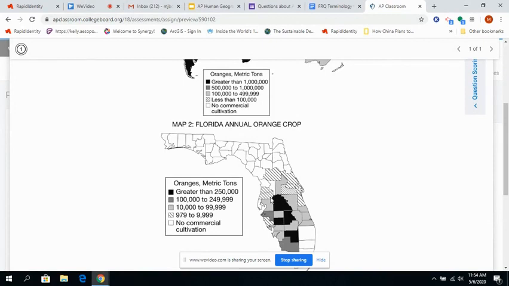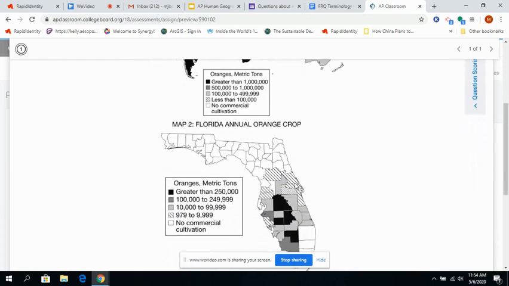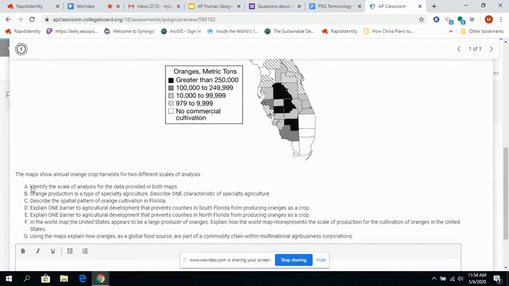I'm actually scoring you guys according to the rubric, but I also want you guys to go to it, and I want to make sure that you read the feedback that I gave you regarding this FRQ. And so a couple of key things have come out about this FRQ, and one of them is the scales of analysis, because the first question that comes up here is identify the scale of analysis for the data provided in both maps. And so we're going to talk about how you would identify that.